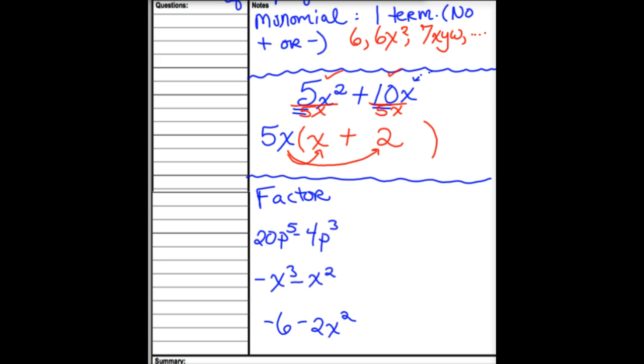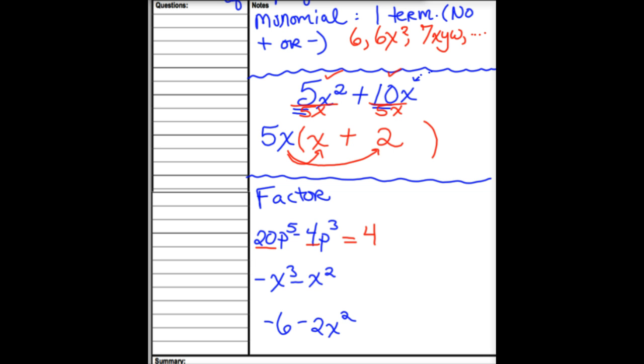So the first thing we need to do is decide what we can pull out of each term. So we look at the numbers first. Although these are both even and a 2 goes in, we want the biggest thing that goes into 20 and into 4. And so we'd call that, basically, the greatest common factor. And for us, that would mean we can divide a 4 out of each of them. So I can divide a 4 out.